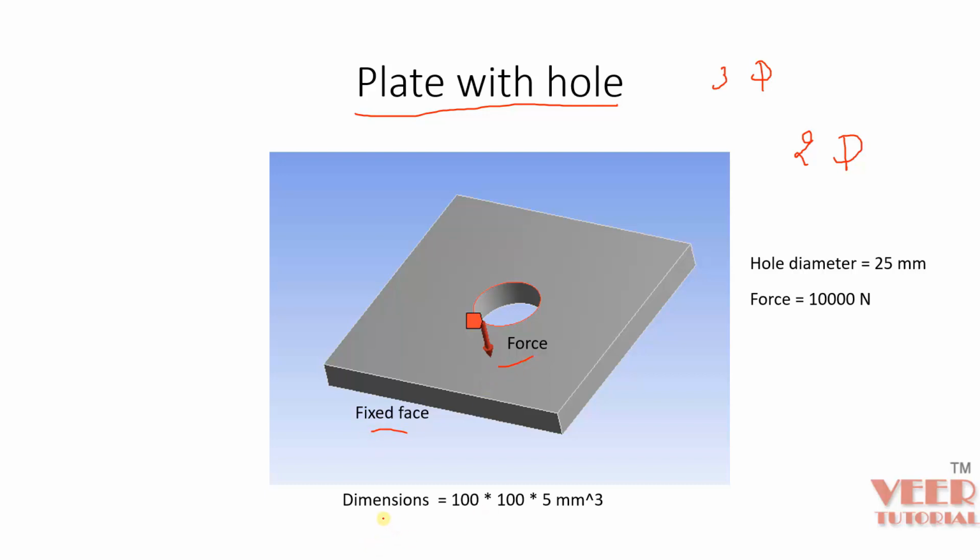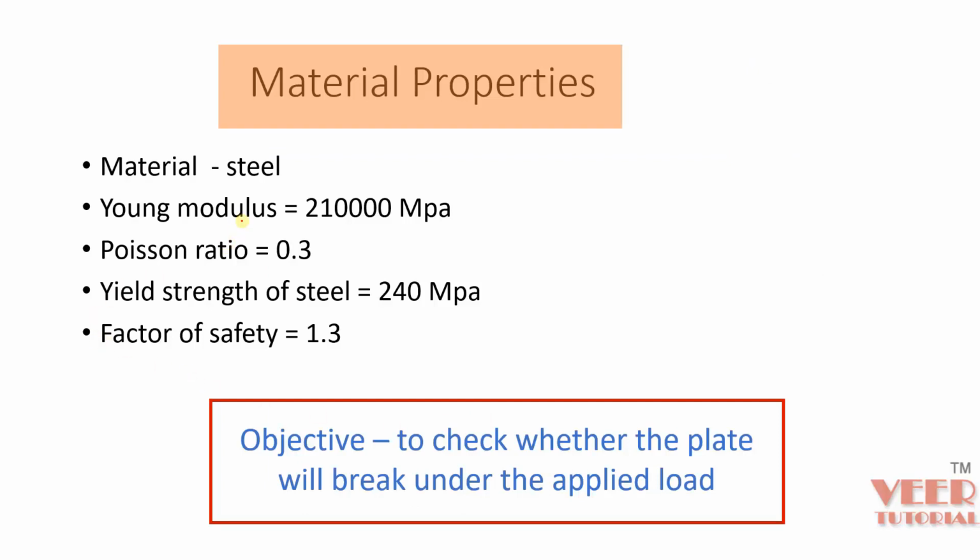So we have dimensions of this plate is 100, 100 and 5. So in this case this value of 5 is thickness. We have hole diameter at the center, that is 25, and the value of force is given. And we can see the force is applied on the vertical downward direction and this face of this plate is fixed. And then we have material property, like we have steel material. This is value of Young modulus, Poisson's ratio. So now let's go to ANSYS and then solve this problem.